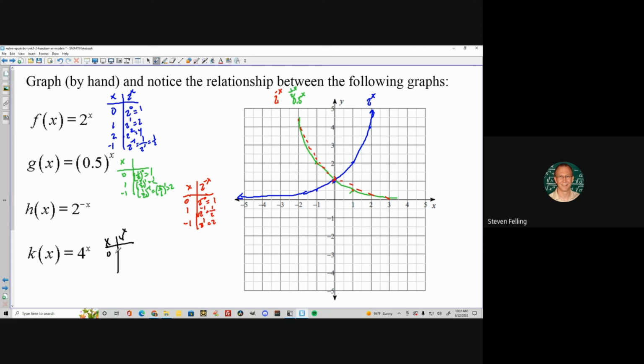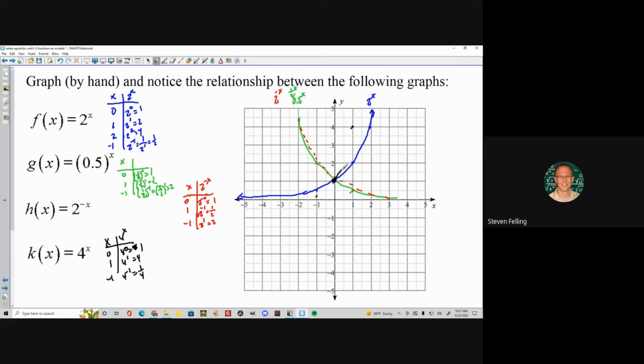So if I put a 0 in here, anything to the 0 is 1. So that goes through that same point. They always go through this point 0, 1. This would be 4 to the 1, which is 4. If I put a -1 in here, it's 4 to the -1, which is 1 over 4, which is 1/4.